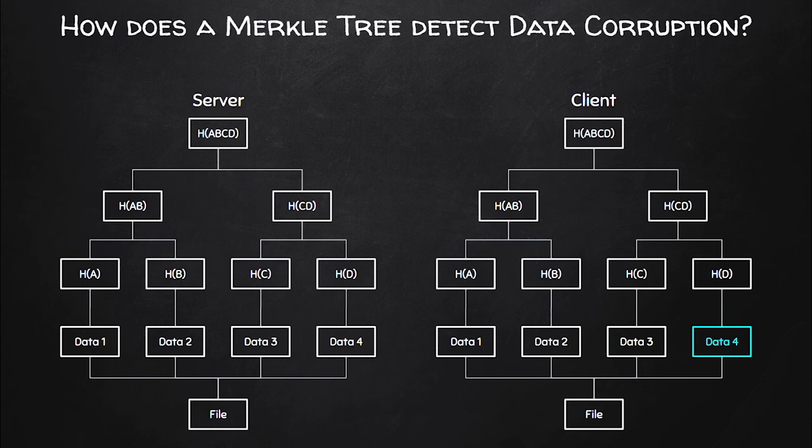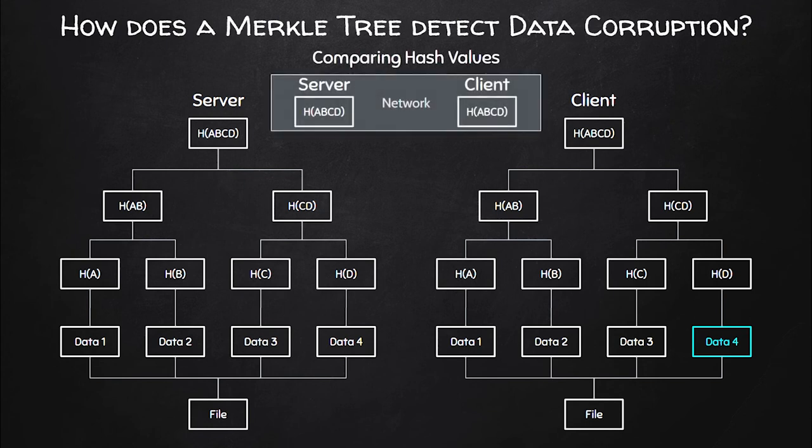Then the hash values contained in the Merkle root of both the server and the client are compared. If these hash values are the same, it means that there is no more data corruption, indicating that the integrity of the updated file is restored.